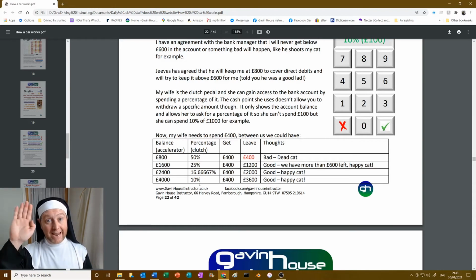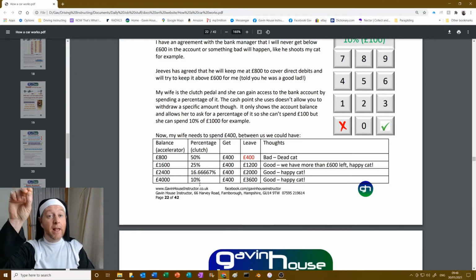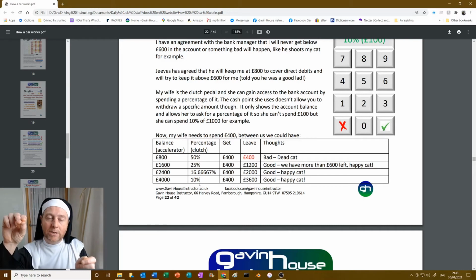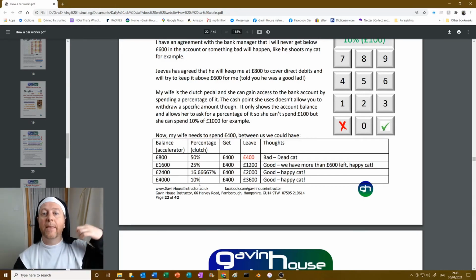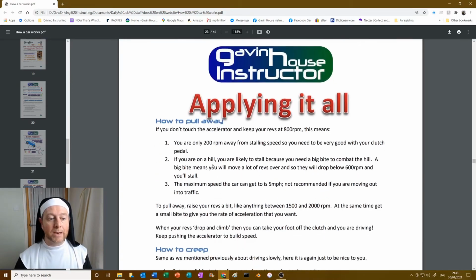You need to push money into the bank account, and remember, put money in first before you spend it. So you push the accelerator to raise your revs, then you get a bite to start spending, and the bite size decides how much is transferred across to the gearbox, and that speeds up the rate of the gearbox. So the actual bite size equates to the speed that the vehicle accelerates, and if it's accelerating too fast for you, then push the clutch down a little bit because you've got too big a bite.